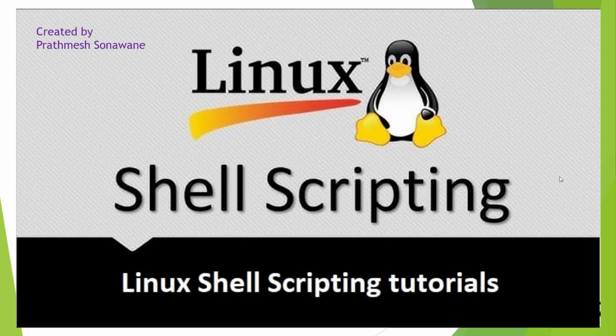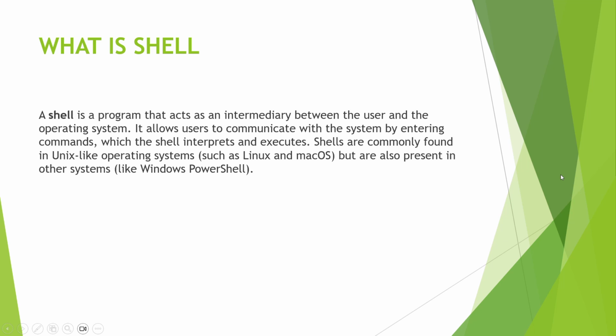Today we discuss shell scripting. First of all, we discuss what is a shell. A shell is a program that acts as an intermediary between the user and the operating system. It allows the user to communicate with the system by entering commands, which the shell interprets and executes. Shells are commonly found in Unix-like operating systems such as Linux and Mac OS, but are also present in other systems like Windows PowerShell.